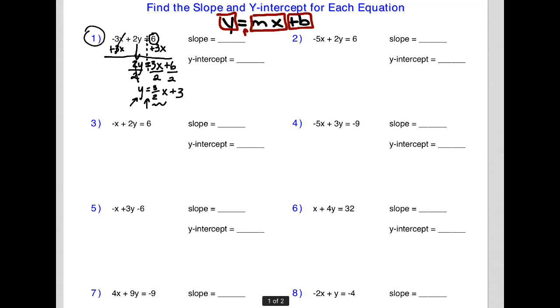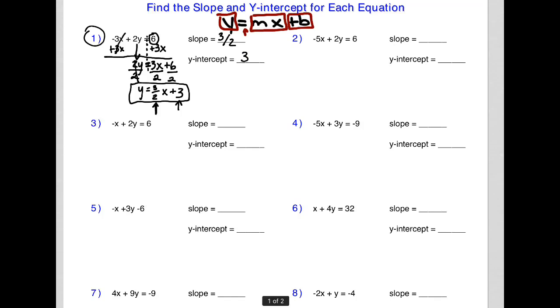So now we can actually determine the two things they want us to determine. Let me go ahead and circle our answer in slope-intercept form. But remember, the number in front of x, that is your slope. So our slope is 3 over 2. And our y-intercept is the number after x, which is a positive 3.